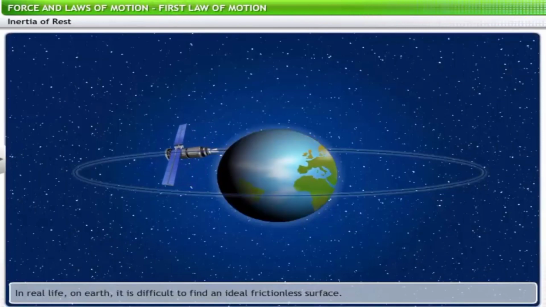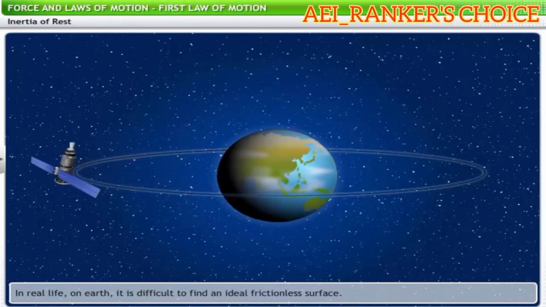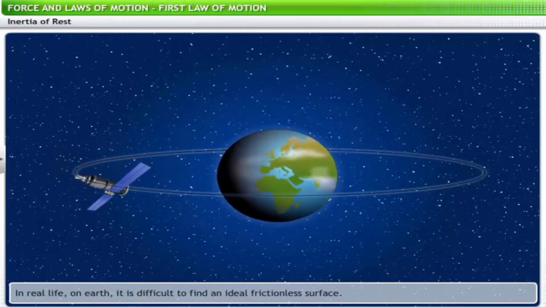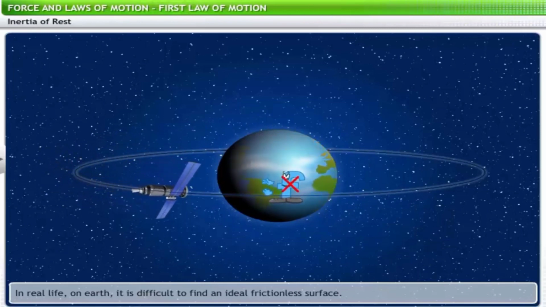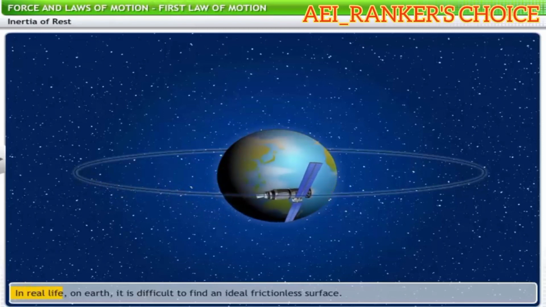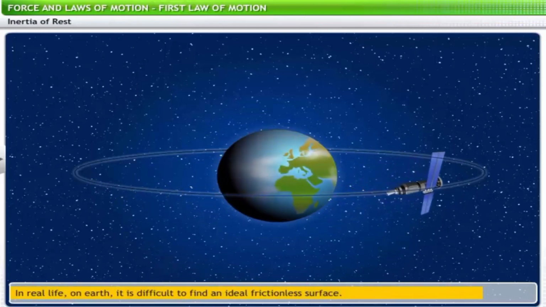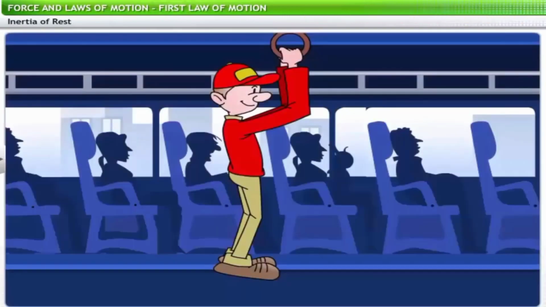Now let's look at an object that retains its state of motion. A satellite orbiting the Earth continues to revolve with constant velocity, as no external force such as friction is applied on it. In real life, on Earth, it is difficult to find an ideal frictionless surface. Let's analyze some more cases where we observe this law at work in our everyday life.